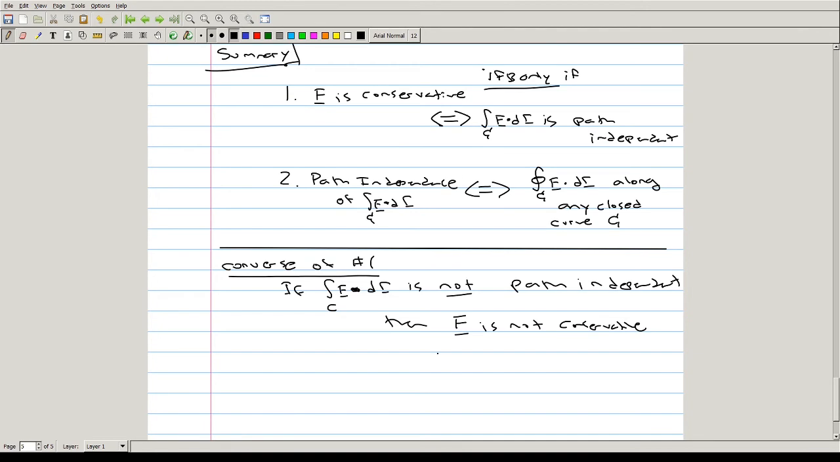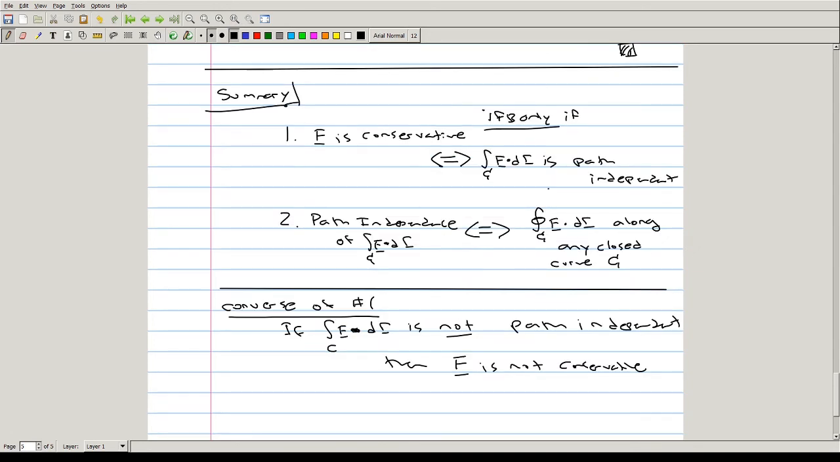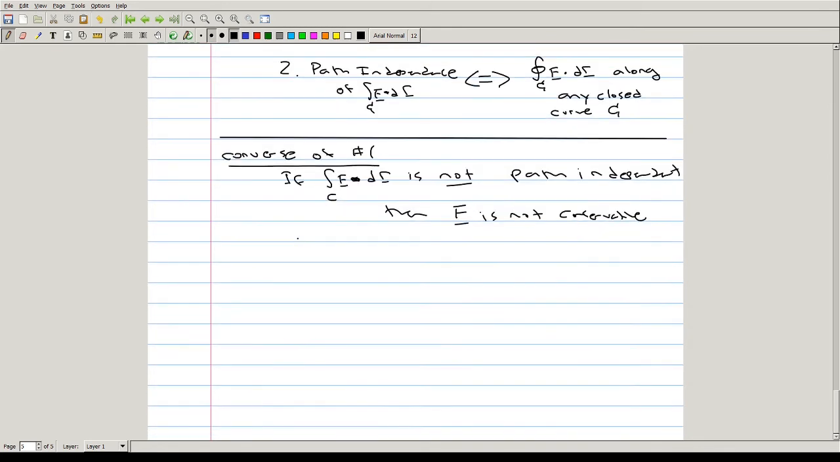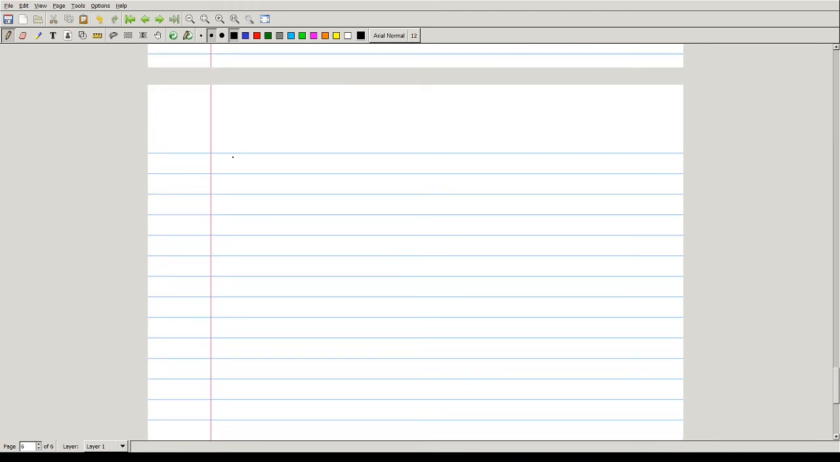But the idea here is that the main use of this statement is that if the line integral is not path independent, then f is not conservative, and we can actually use this very, very nicely. We can use this directly to find a counterexample to one of the theorems that we talked about before.